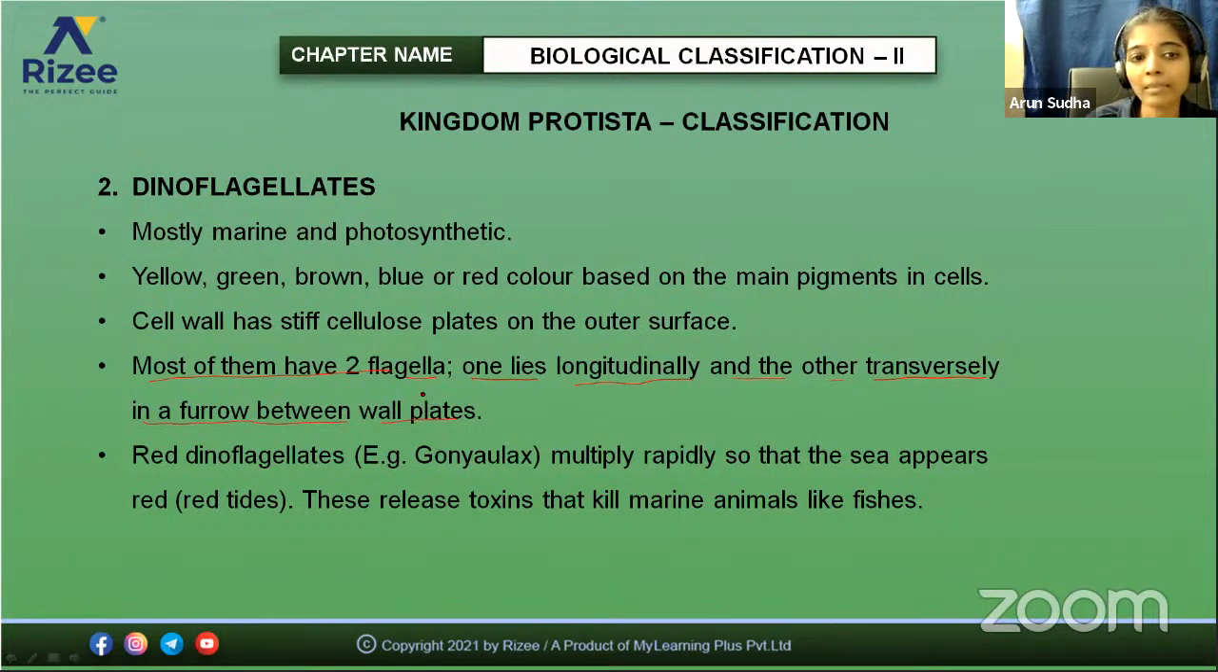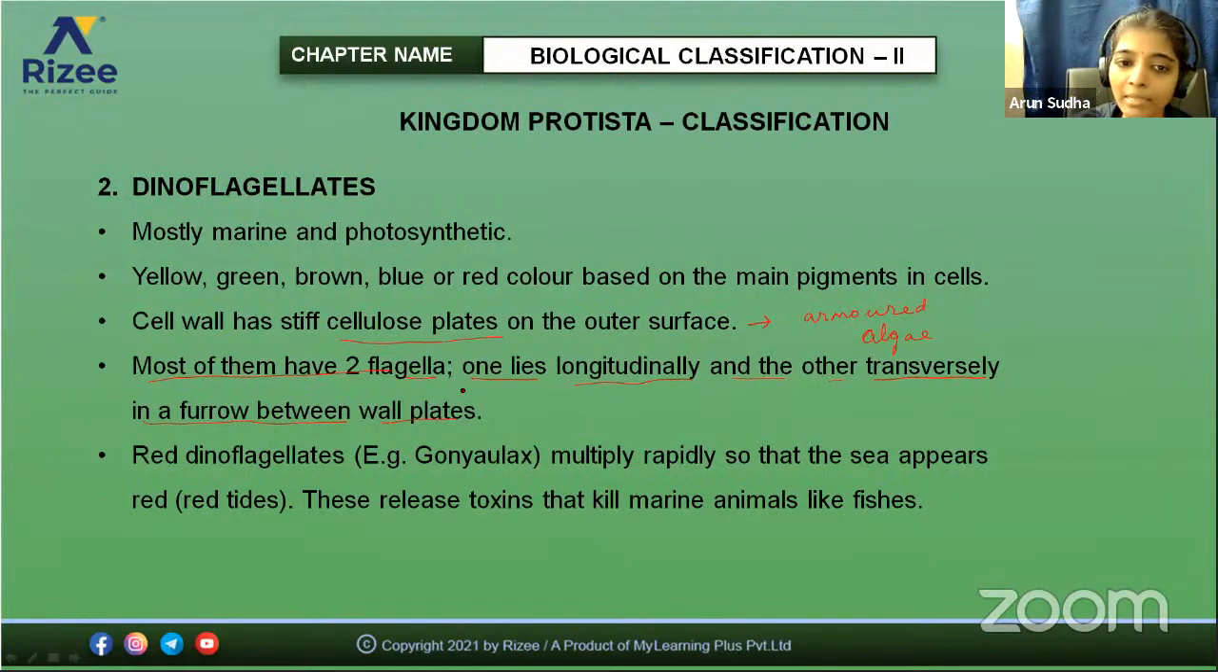So what are these wall plates? Here it is made up of mostly cellulose. The cell wall has stiff cellulose plates. In diatoms the cell wall deposition is mainly silica, and here the cell wall has stiff cellulose plates on its outer surface. Because of the presence of these cellulose plates, it acts as an armor. That is, it shows an appearance of an armor on the surface. So it is called the armored algae.